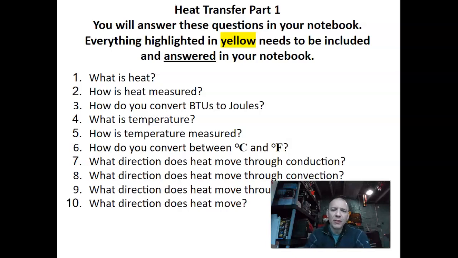So here for the first part of our quarter, we're going to start with heat. And so we're mainly talking about what heat is and how heat moves. So to start that off, we have heat transfer notes part 1 here. Everything in yellow needs to be included and answered in your notebook.